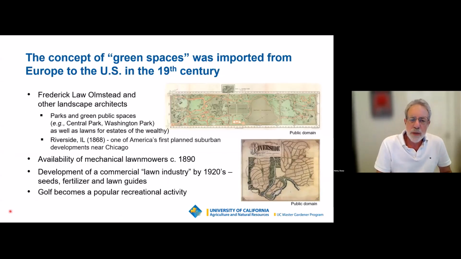More generally, the concept of green spaces was imported to America in the 19th century by landscape architects, notably Frederick Law Olmsted, who designed dozens of parks around the United States, including Central Park in New York and Washington Park in Chicago, as well as estates of the wealthy. He also designed one of America's first planned suburban developments outside of Chicago. This is Riverside in 1868.